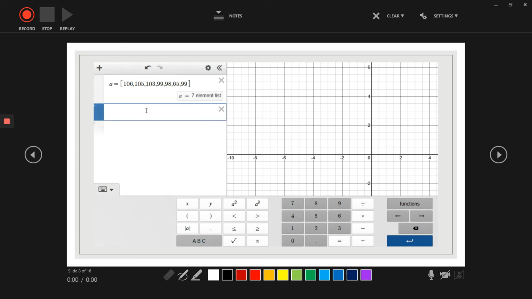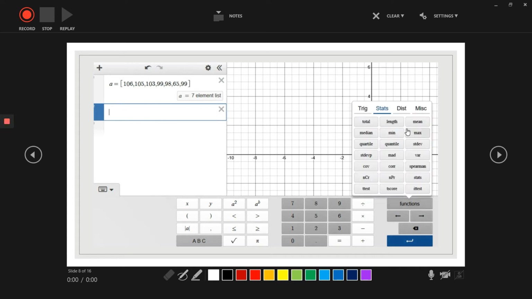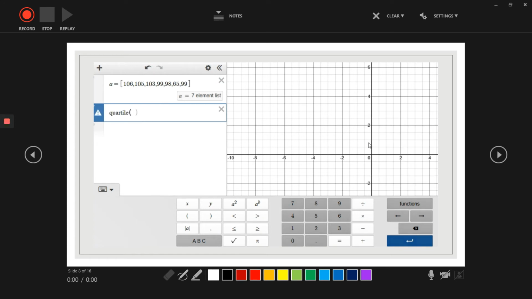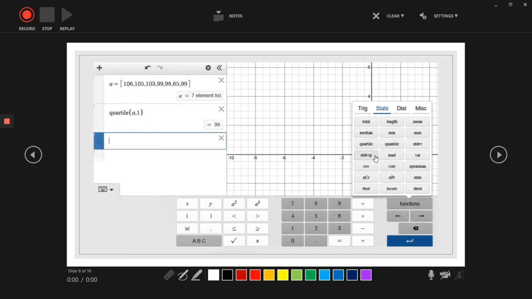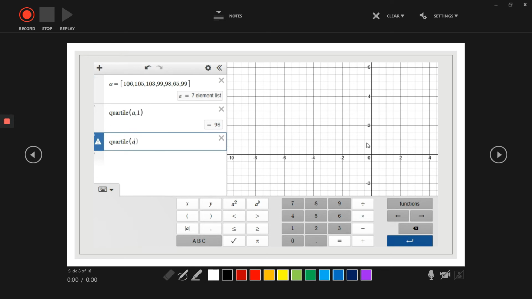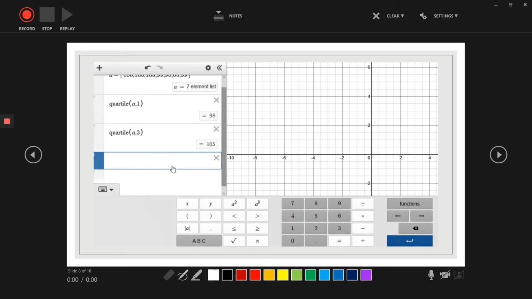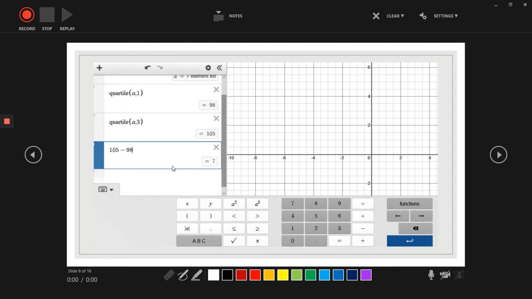Okay, so now to calculate that interquartile range, we need the first and third quartiles. So I'm going to go under here in functions and get quartile. So I tell it use set A and find the first quartile. And then let's use set A and find the third quartile. Okay, so let's subtract those two numbers now, okay? So 105 minus 98. So I get 7.